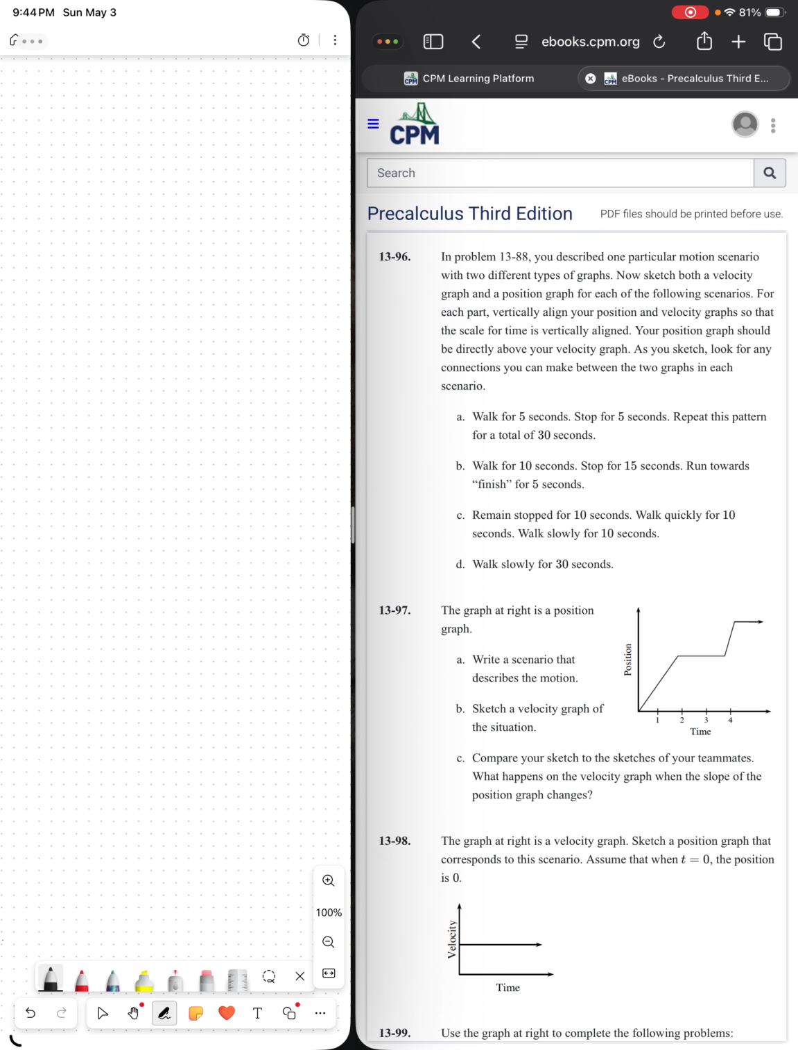So in 96, it says you described one particular motion scenario with two different graphs. Sketch both a velocity graph and a position graph for the following scenarios. For each part, vertically align your position graph and velocity graph so that the scales align, so you can look for connections, right? So A, we're going to walk for 5 seconds. So we're going to draw a position graph. So we'll have distance and time. That's our position. And then right below it, we're going to have a velocity graph. So again, time and velocity. Okay, so it says we're going to walk for 5 seconds.